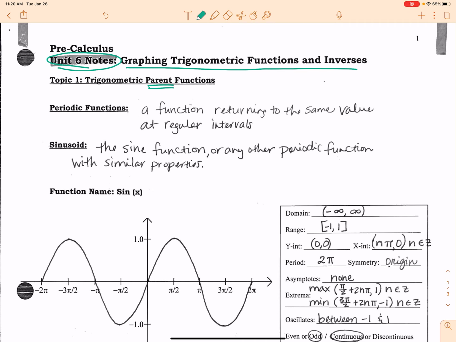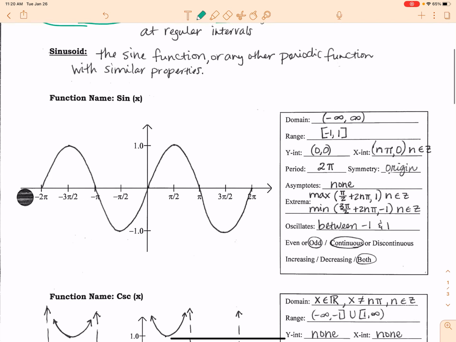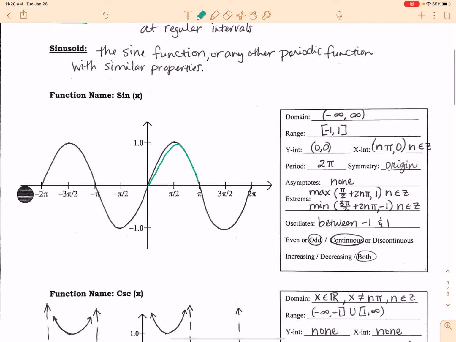So what we need to do, we need to first discuss why we need trigonometric functions, or what they are. They are periodic functions, and that just means that they return to the same value at regular intervals. So as you can see down here in my graph, that just means we continue on and on and on and on, okay? So that's what it means to be periodic.